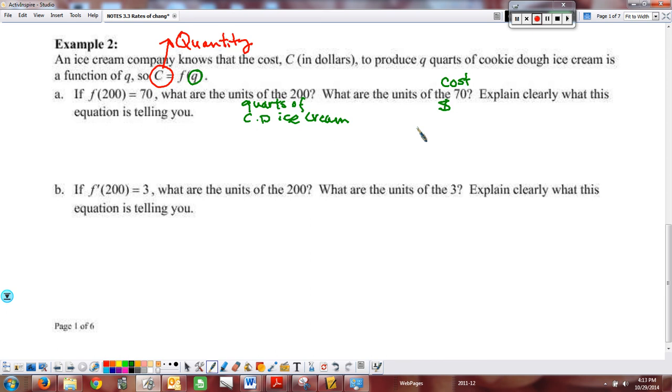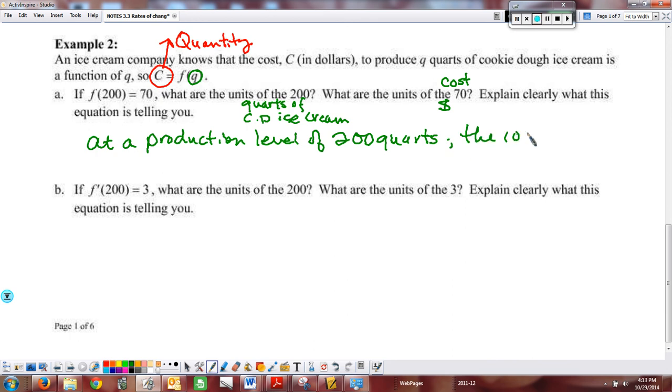your ice cream. So if I'm interpreting what this is saying at a production level, or some name you want to give this production level of 200 quarts, the cost to produce is $70. All right. So it's an interpretation. You got to know this is the when in this, and this is what your quantity is because you're doing the F of the quantity function.